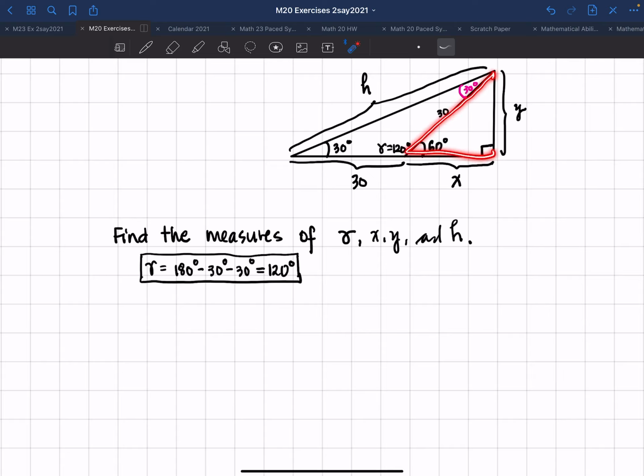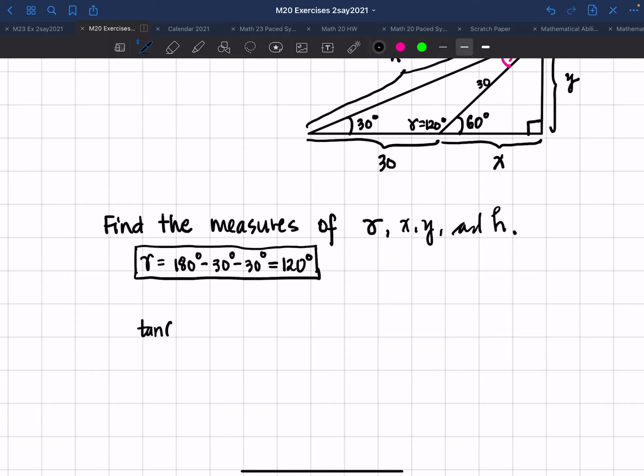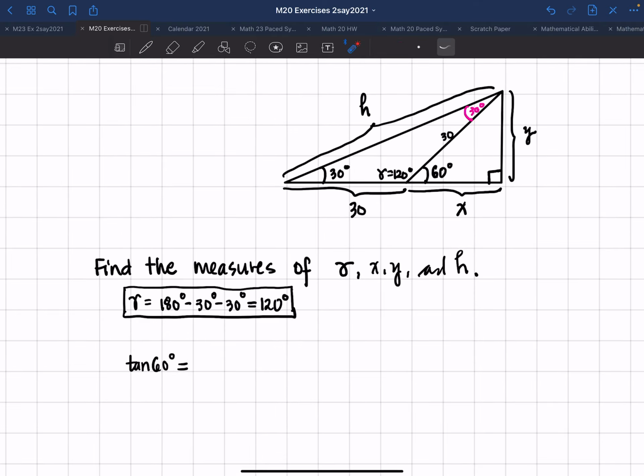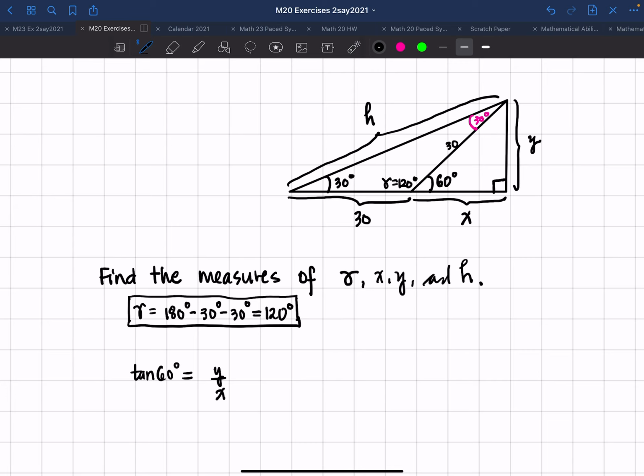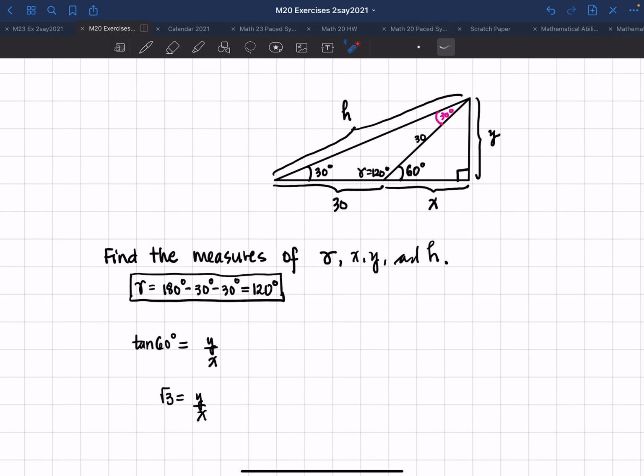So let us focus our attention dito sa right triangle na to. So if we apply tangent, tangent is what? Opposite over adjacent from SOHCAHTOA. So it's y over x. And tangent 60 degrees is a square root of 3. So meron na tayong isang equation involving x and y. So kailangan natin ng dalawang equation involving x and y para mahanap natin si x and y.